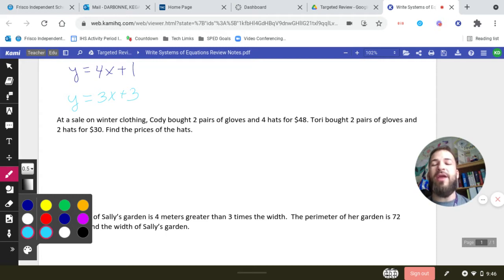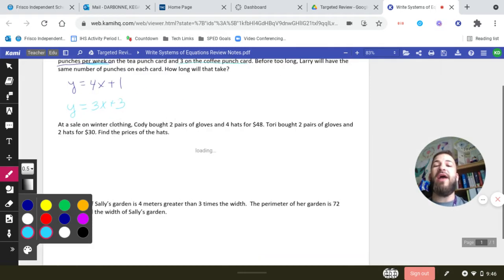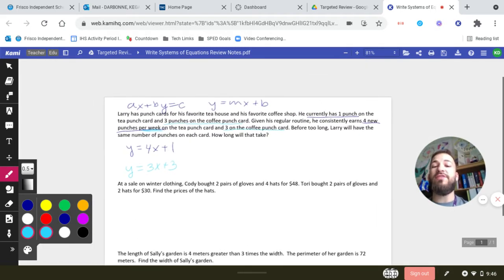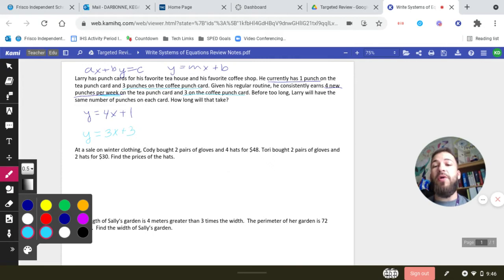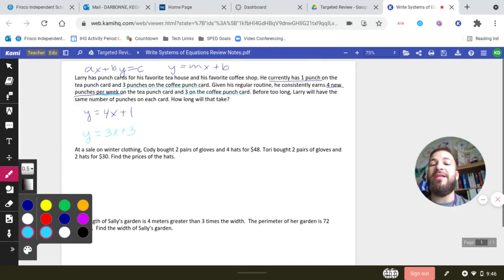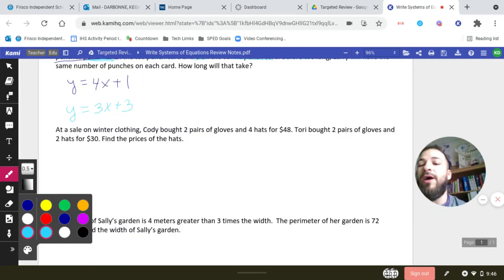We have gloves and we have hats. So since we have 2 different things that are changing, this is going to be our standard form one. And with standard form, you have to decide what each variable is going to be first. So ax plus by equals c. So I need to decide what's going to be x and what's going to be y.